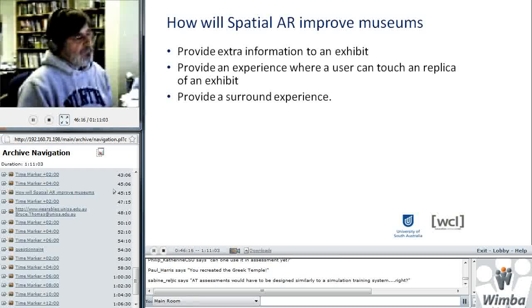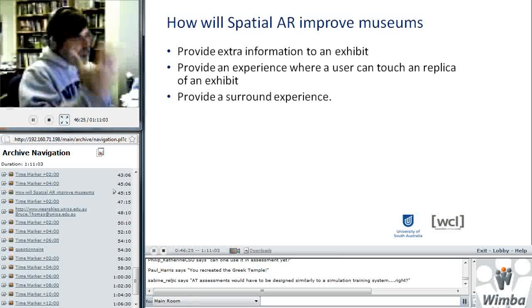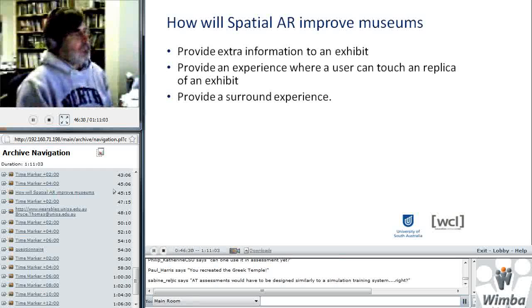The other thing that you can do with this is provide a surround experience. One of the things I'm interested in is that if I wanted to view, once again, the rock art, it's not only that I'm viewing the rock art, but if I could recreate standing in Kakadu, then I could understand the rock art to a deeper meaning than being in the South Australian Museum per se.